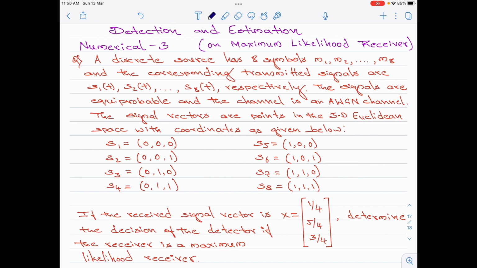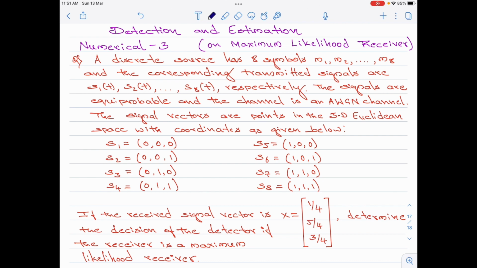S1 equals 0, 0, 0, S2 equals 0, 0, 1, S3 equals 0, 1, 0, S4 equals 0, 1, 1, S5 equals 1, 0, 0, S6 equals 1, 0, 1, S7 equals 1, 1, 0, and lastly S8 equals 1, 1, 1. If the received signal vector x equals 1 by 4, 5 by 4 and 3 by 4, determine the decision of the detector if the receiver is a maximum likelihood receiver.